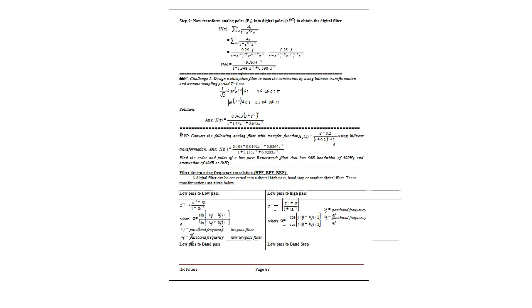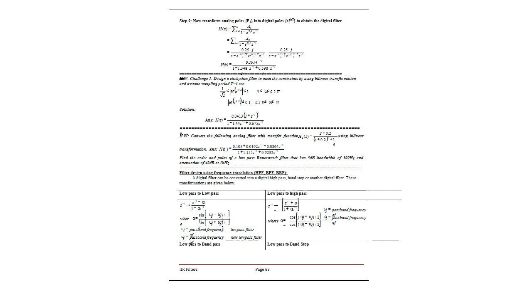Next, step 9. Now transform the analog poles p k into the digital poles, that is e to the power of p k T, to obtain the digital filter. First we substitute the value: summation k equal to 1 to N of A k by 1 minus e to the power of p k T z inverse. So we get the answer, that is H of z.